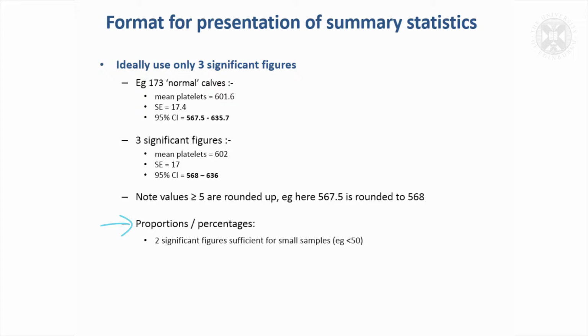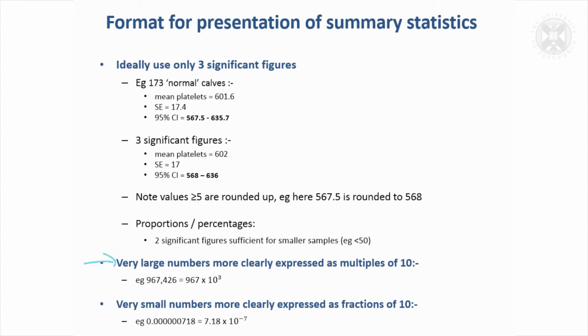And for proportions and percentages, I think the convention is to give 2 significant figures for small samples, because there's no more information in the data. If you've, say, got a sample of less than 50, there's no point in calculating your proportion and saying, well, it's 28.37, because with only 50 values, that 37, you know, it's not going to be accurate. So just give it to 2 significant figures.